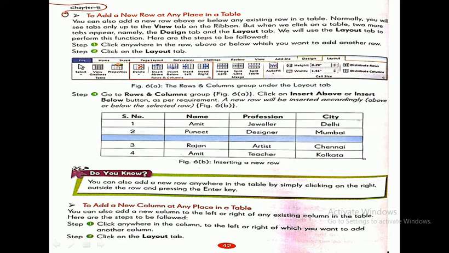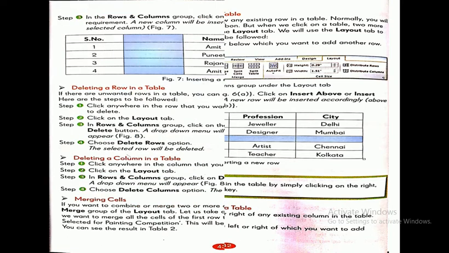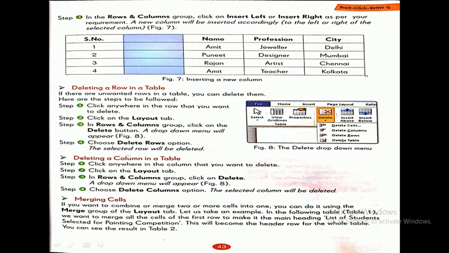Click on the Layout tab. Then after that, in the Rows and Columns group, click on Insert Left or Insert Right.